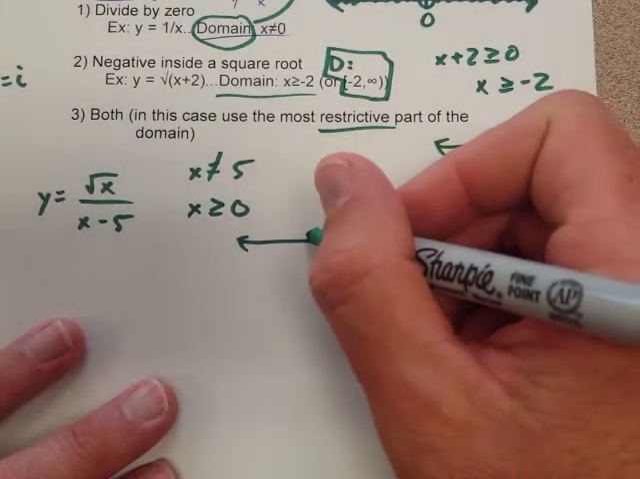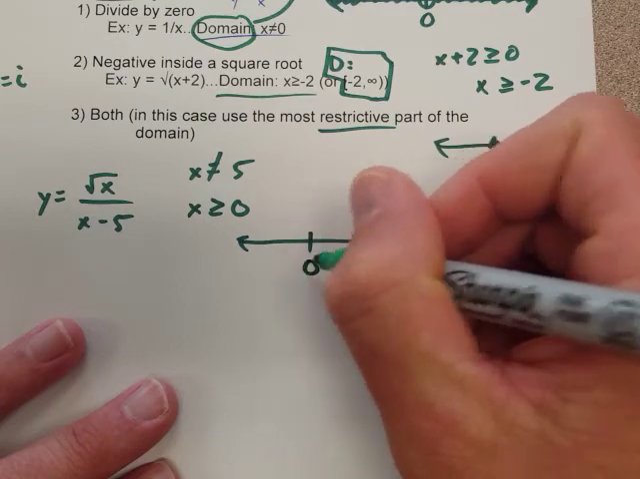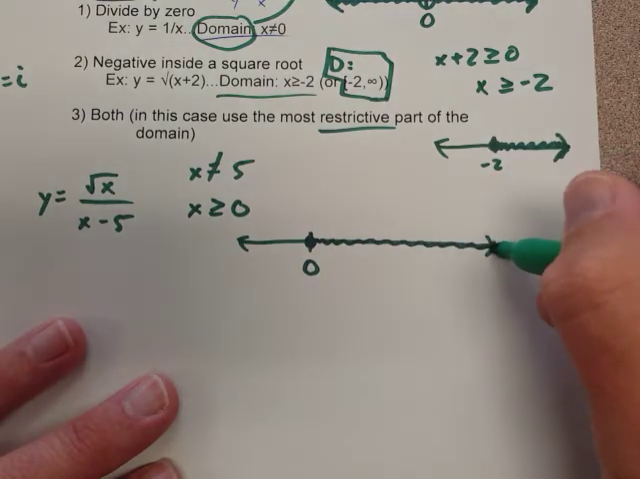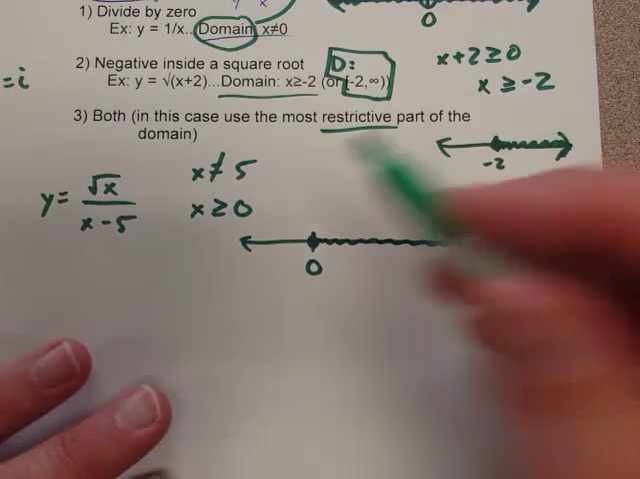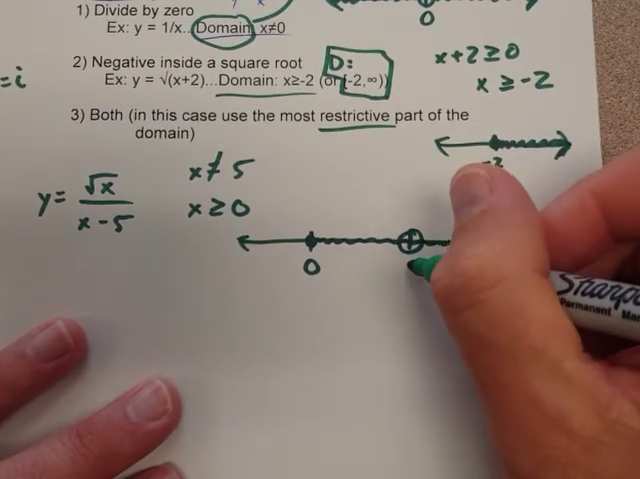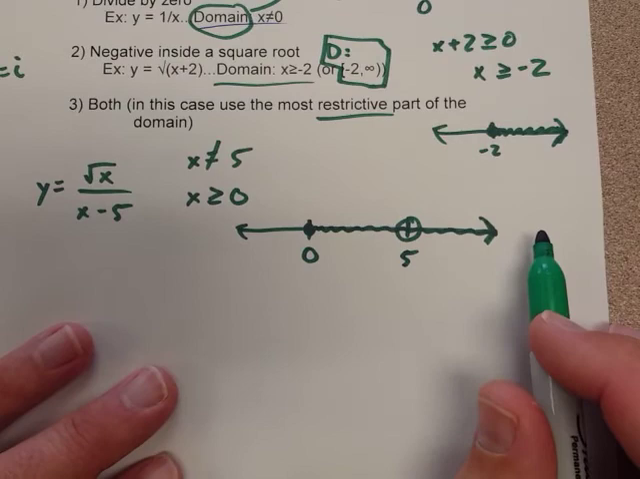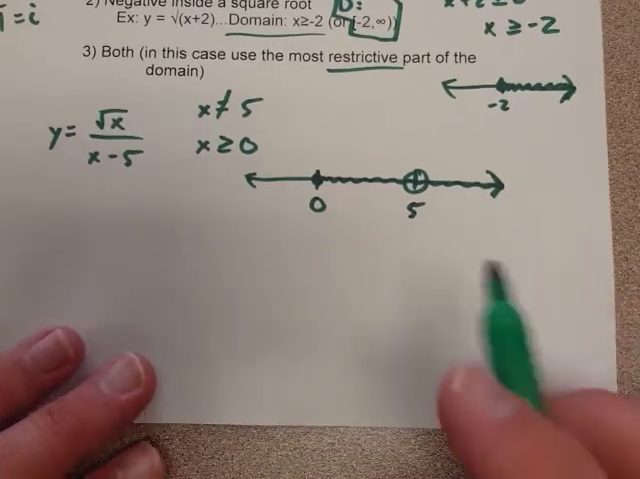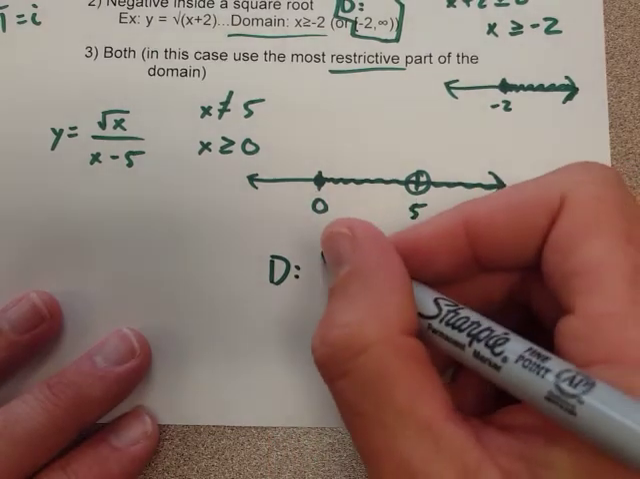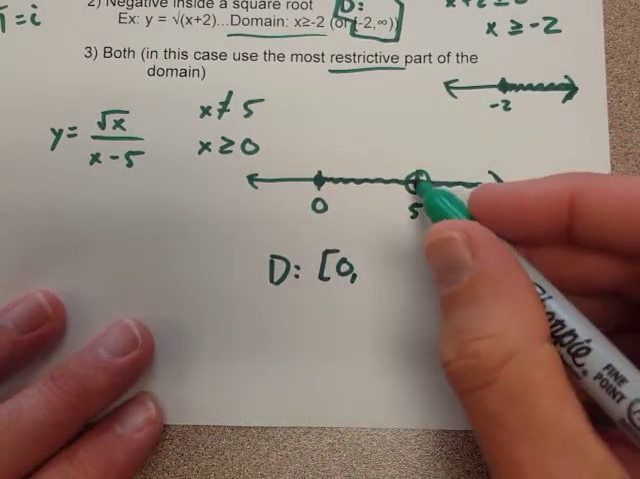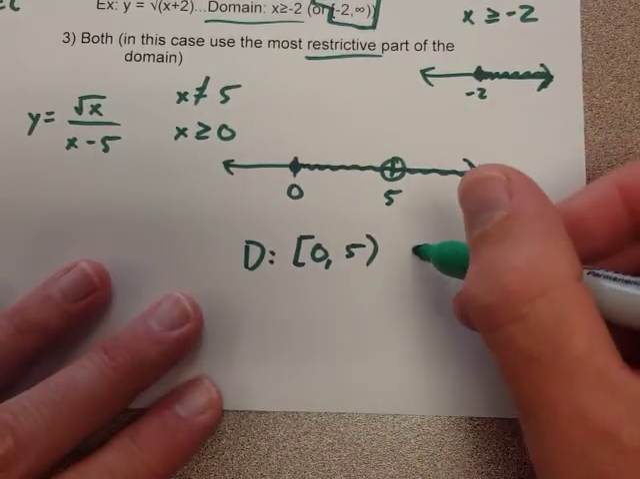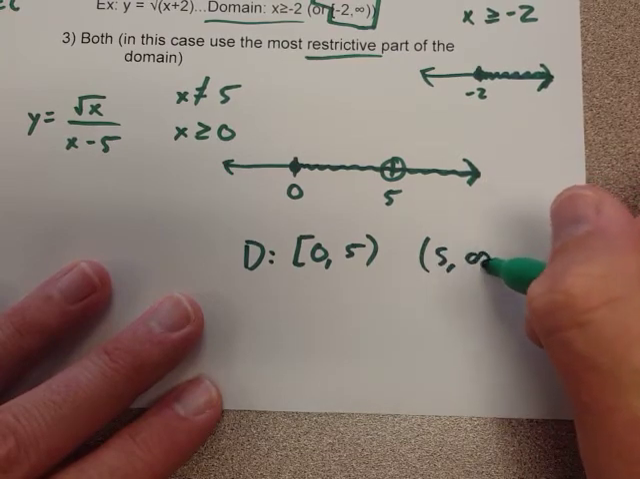So x greater than or equal to 0. I start at 0, closed in dot, and then I shade to the right. Now it also says here that we can't equal 5, so there's going to be a hole at 5. Now that I have that laid out on my number line, it's a little easier to state the domain. So my domain here goes from 0 to 5. I'm going to use the square bracket on 0, rounded bracket on 5. That's my first part. And then the second part, the right-hand side, is 5 to infinity.